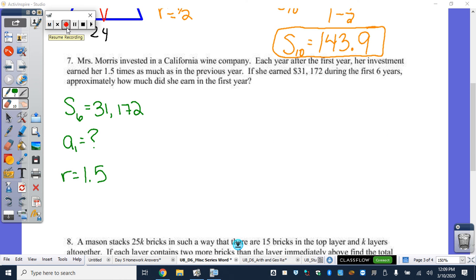So you should be using that geometric series formula for this one because I gave you her sum for those first 6 years. We're trying to figure out what is her first term.